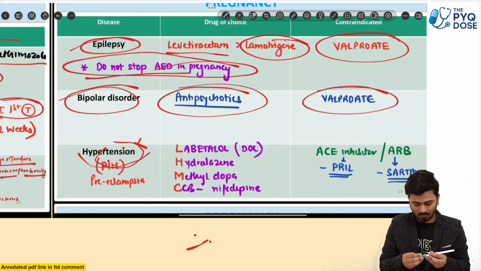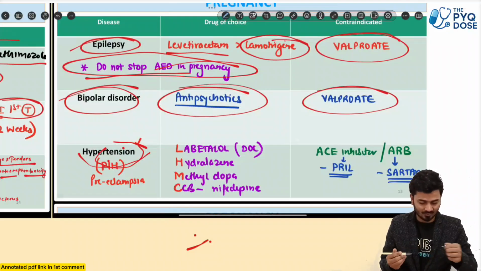Just give me 1 minute. My pen is not working. This is Desi Jugaad. What to do? In the middle of the lecture, the pen is not working. So what can I do?